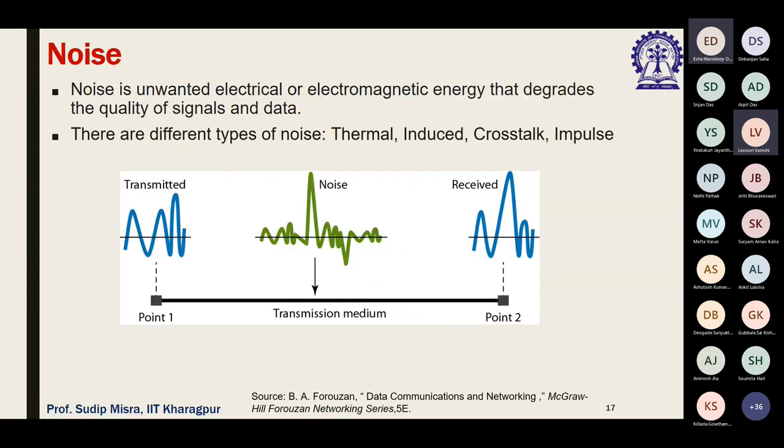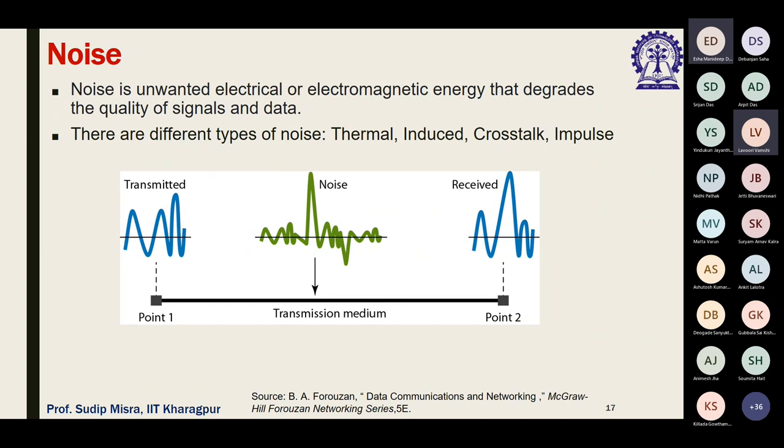Now what is noise? Noise is some kind of unwanted electrical or electromagnetic energy that degrades the quality of signals and data. So how can it happen? There are different types: thermal noise, induced noise, crosstalk, impulse, and so on. I would urge you to try to understand all these different types, but let me explain to you what this noise is. So, unwanted electrical or electromagnetic energy, right?